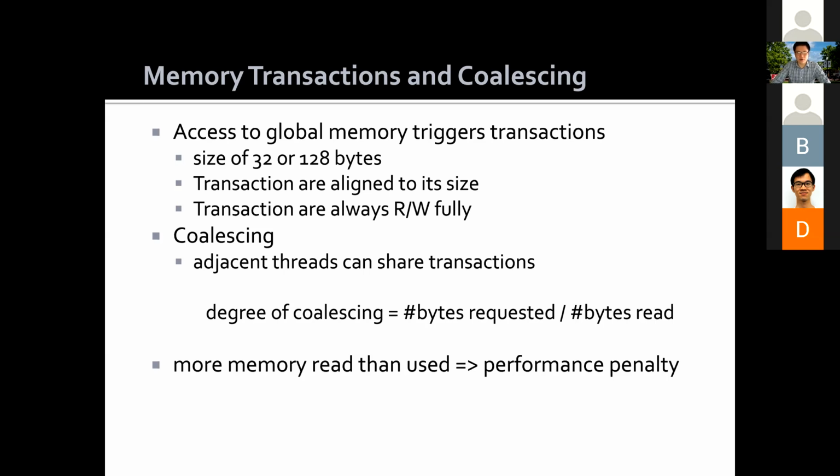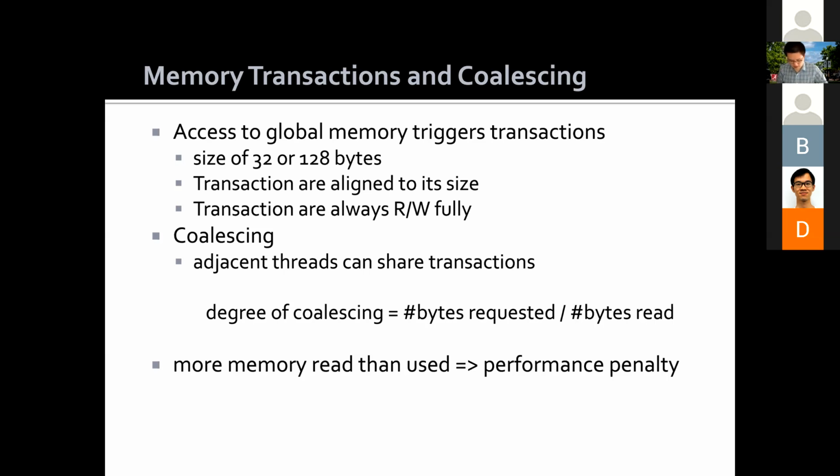Similarly here, if you want to access the global memory, you trigger a transaction. This transaction will be based on 32 or 128 bytes. Transactions are aligned to their size, and are always fully read or written. I think the coalescing concept is the most important concept for achieving good performance using the global memory. So what is coalescing? Coalescing means that adjacent threads can share the transaction. The degree of coalescing is the number of bytes requested divided by the number of bytes read. If more memory is read than used, the performance will be penalized.